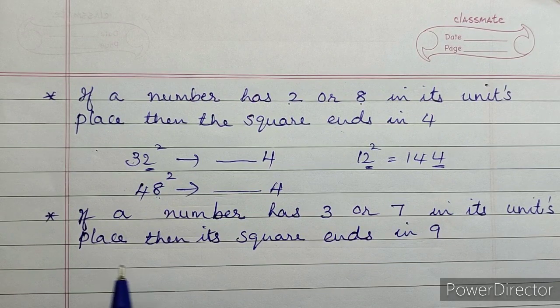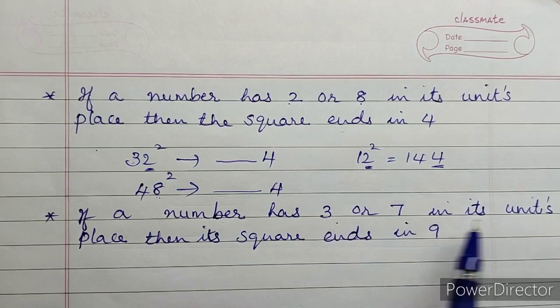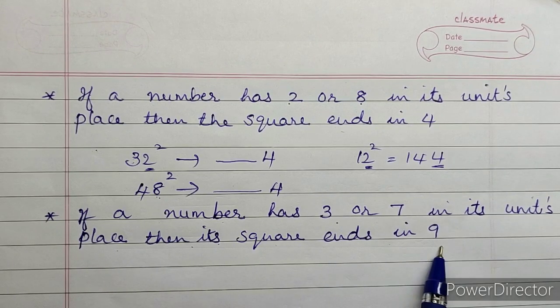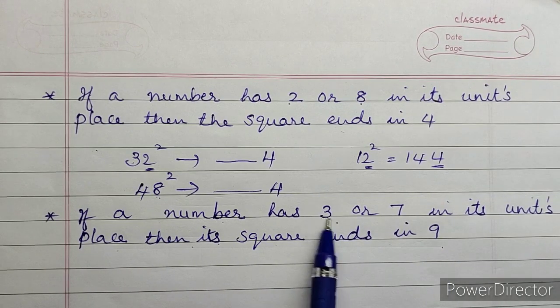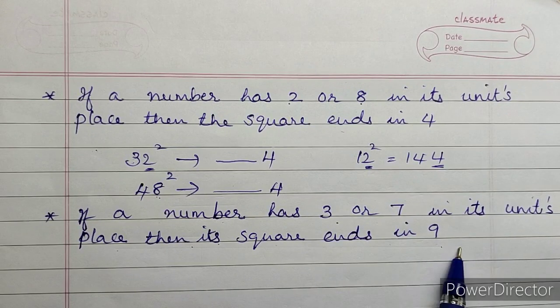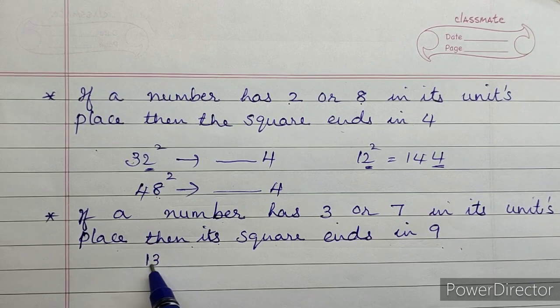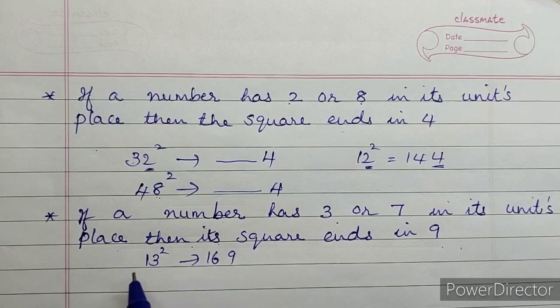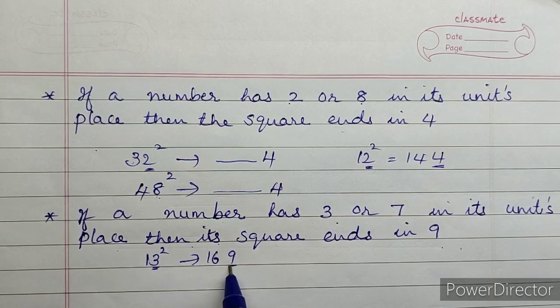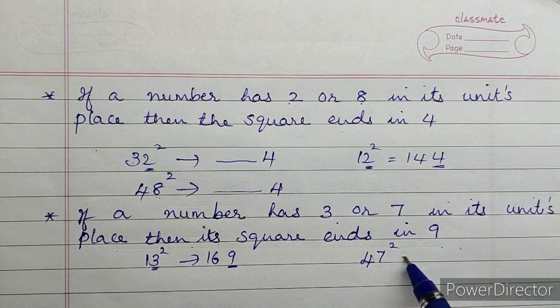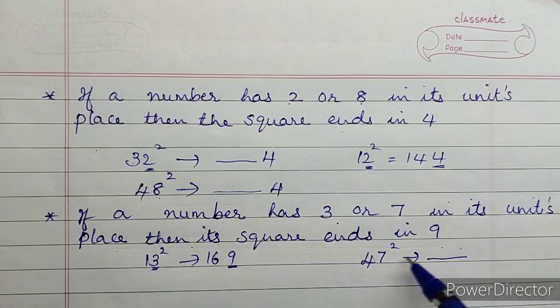Next rule is, if a number has 3 or 7 in its units place digit, then its square ends in 9. Why it is like that? Because 3 3s are 9 and 7 7s are 49. Ending digit is 9. So, example, 13 square is 169. See 3 here, so 3 square 9 will come. Similarly, 47 square. So, that number ends with 7. So, 7 7s are 49. The last digit will be 9 only.